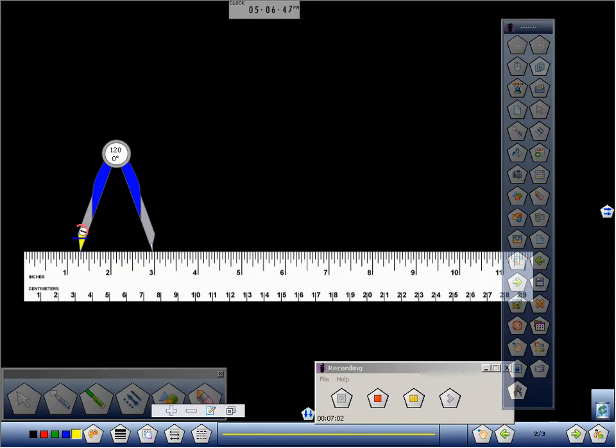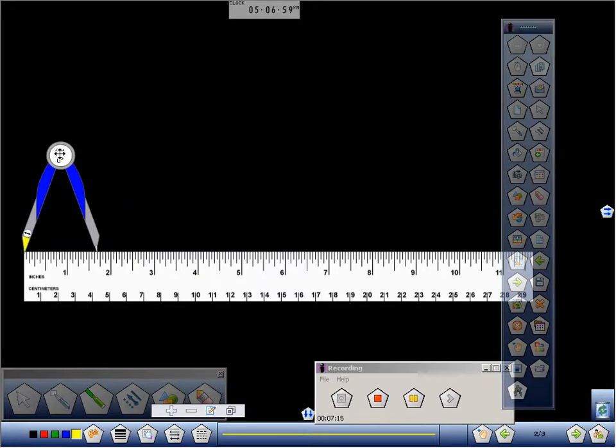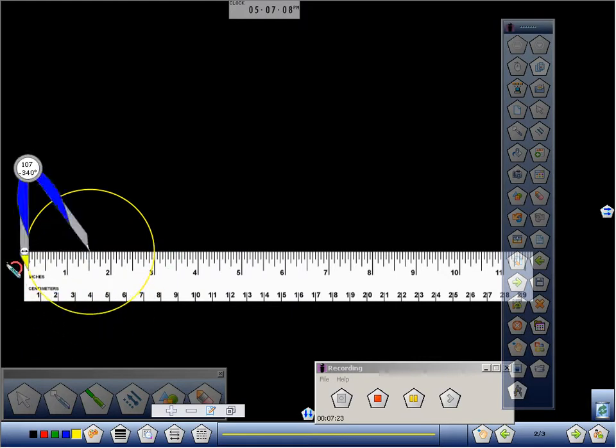Okay? So we go to half of 3, which is 1.5. Well, half of 4 is 2. Half of 2 is 1, so half of 3 is going to be 1.5. So we're going to put this one right on 1.5. That's where 1.5 would be. We're going to move this one into here, and then we're going to grab that, and there's a 3-inch circle.